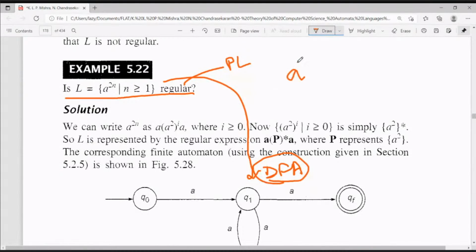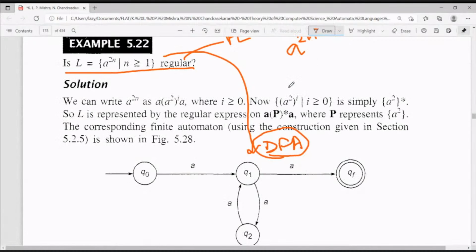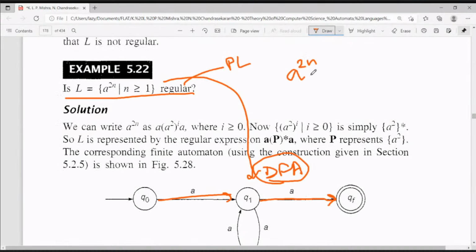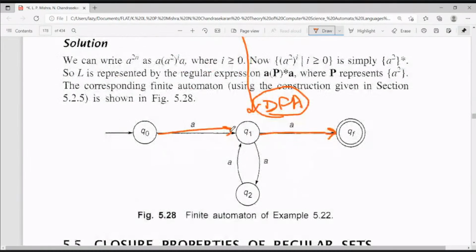So a to the power 2n, where n is greater than or equal to 1. If you place n equal to 1, then you'll get 2 a's, then for n equal to 2, 4 a's, like that. That has been converted into a DFA like this. When n is equal to 1, 2 a's: one a, another a, reach the goal state. If it is 2, then 4 a's: 1, 2, 3, 4. Like that it will go.